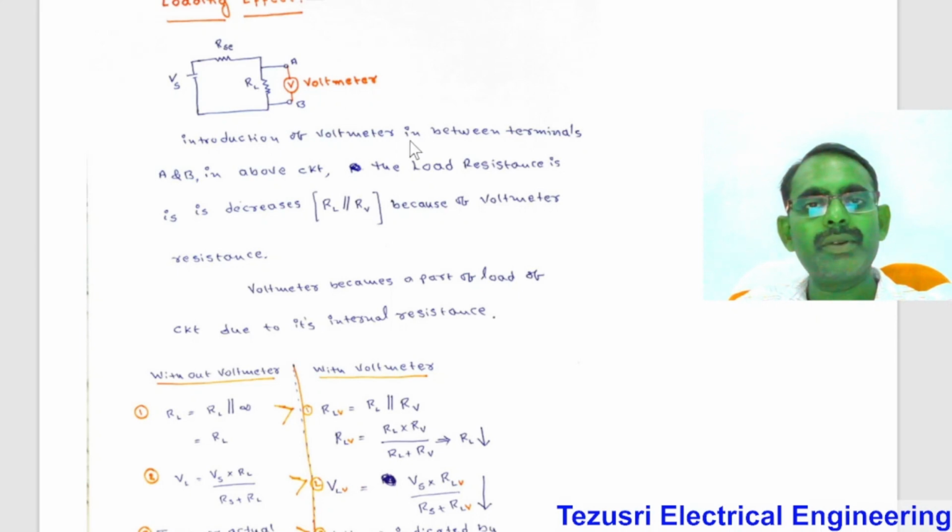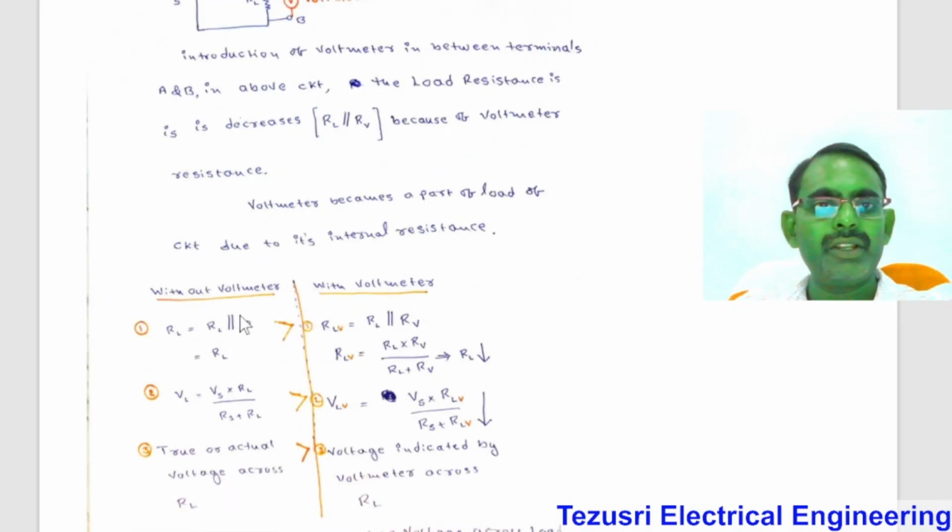Because of the introduction of the voltmeter in between terminals A and B in this circuit, the load resistance decreases, because actually the true value is RL. Because of the introduction of the voltmeter, the internal resistance of the voltmeter, Rm, is also connected in parallel to this load resistance. Therefore, the effective load resistance decreases. This voltmeter becomes a part of the load of the circuit due to its internal resistance.